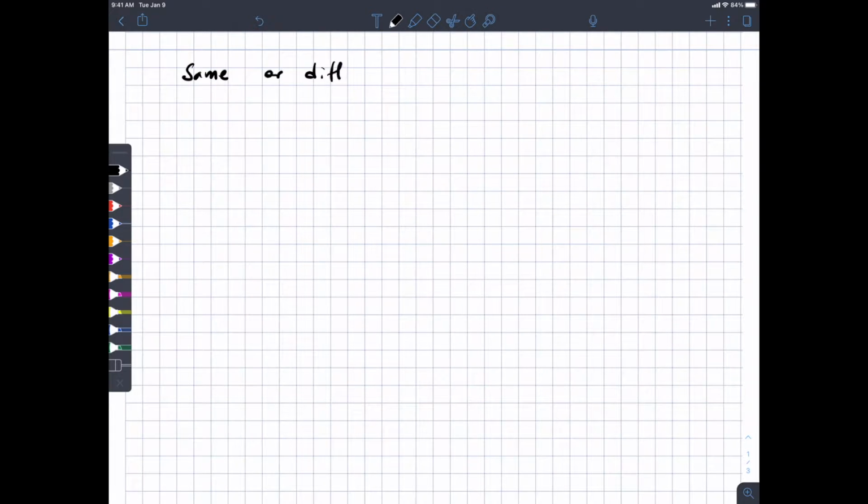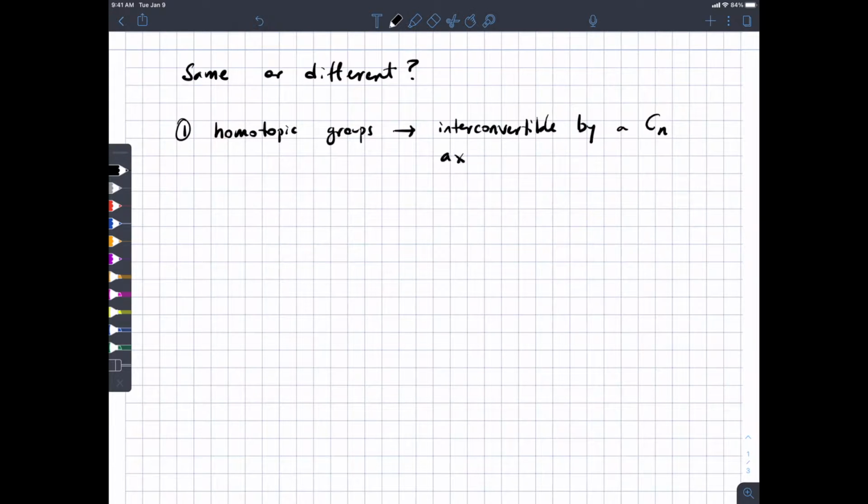So deciding whether groups are same or different can be challenging. We're going to talk about 3 different kinds of groups that are related by symmetry to each other. So the first kind of groups are called homotopic groups. And these are interconvertible by a proper rotation, by a C, whatever n is, axis of symmetry. And homotopic groups are always equivalent, even in chiral environments.